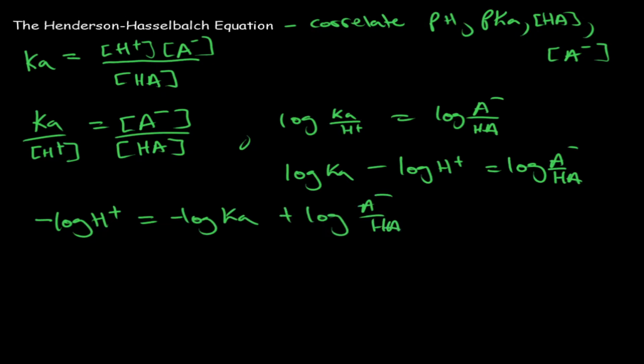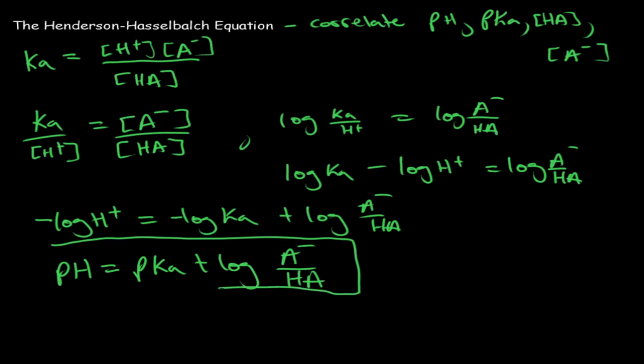And what's the negative log of H plus, and what's the negative log of Ka? Well, that's pH and pKa. So we get the final equation: pH is equal to pKa plus log A minus over HA. And this right here is our Henderson Hasselbalch equation for an acid.